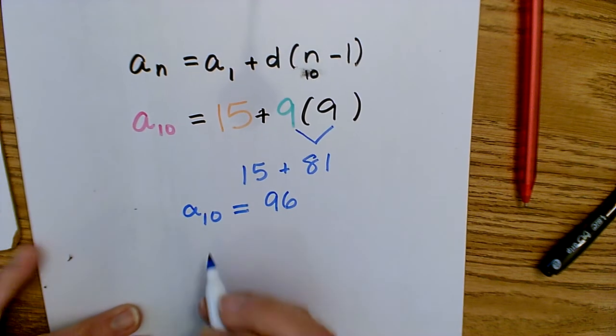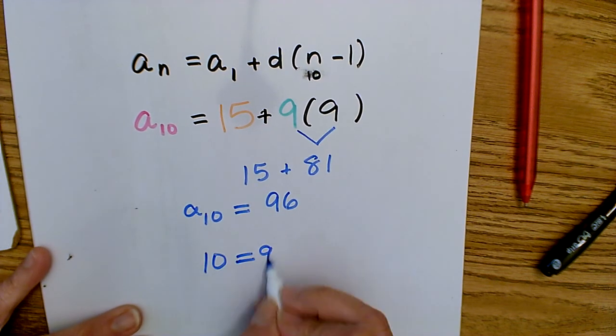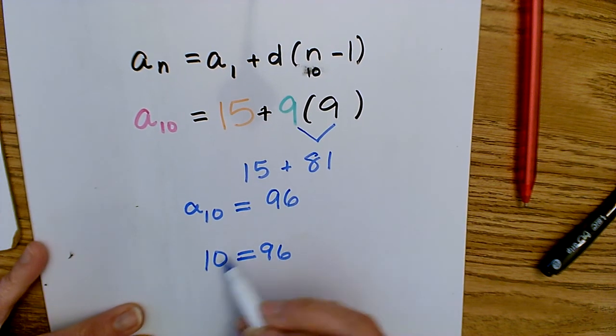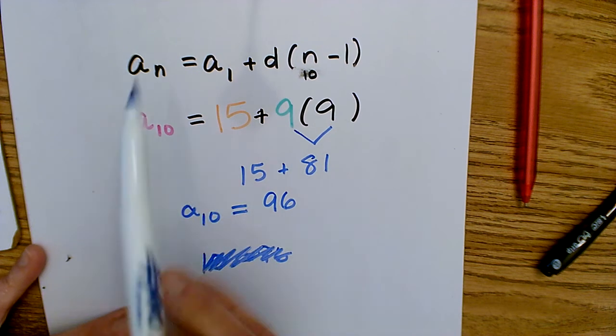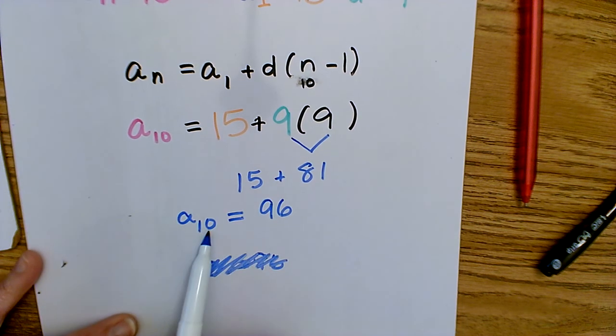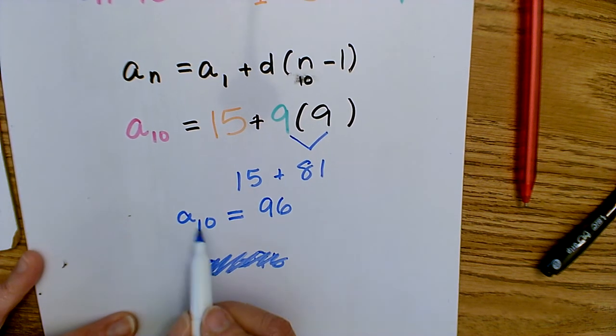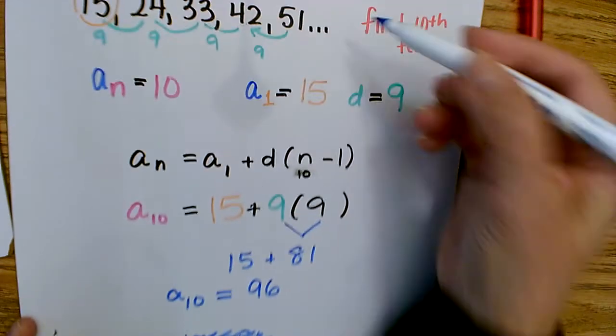See, this is why you don't want to just put a 10 here, because then you would end up with a statement like this, 10 equals 96, and that's not true. That's confusing. So you don't do that. Whatever term you're looking for, you just put it in like this. And you just read it as the 10th term in this sequence is 96.